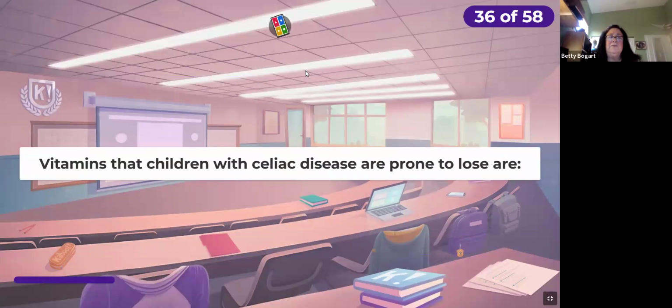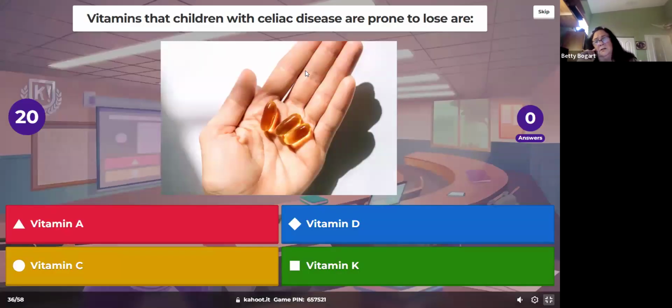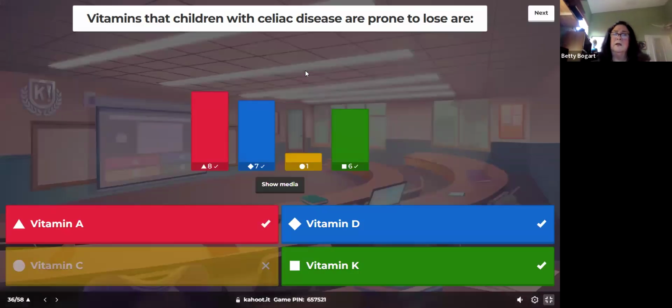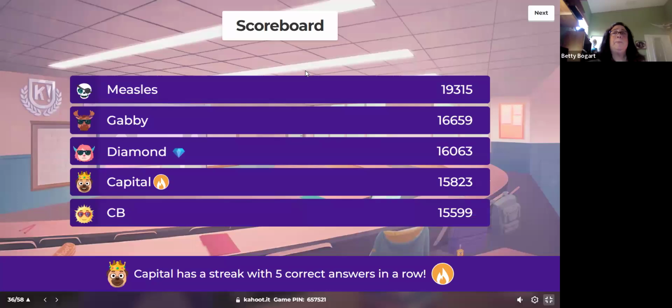Vitamins that children with celiac disease are prone to lose: well, celiac disease is a problem digesting fat, just like cystic fibrosis, a problem digesting fat. Which of those are fat-soluble vitamins? Everything but vitamin C. Vitamin C is a water-soluble one, okay?